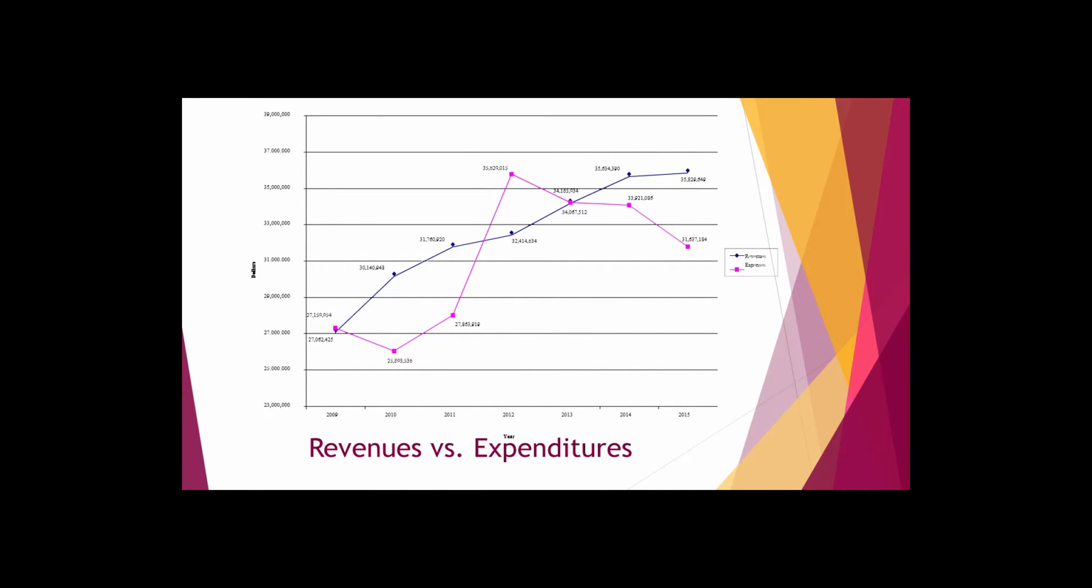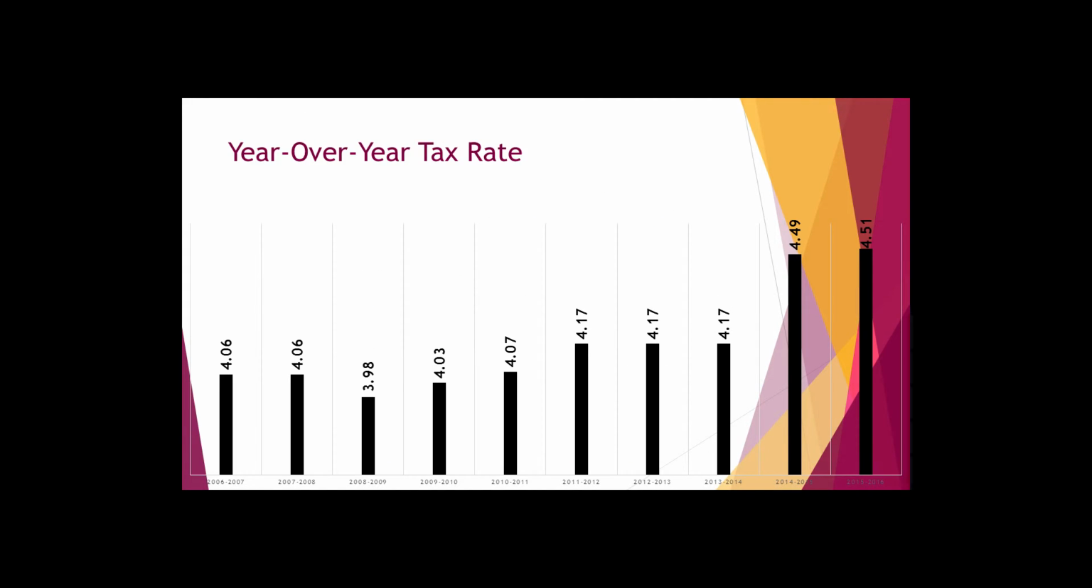These are our revenue and expenditures. This shows where we're at year over year from 2009 to 2015 in our revenues and expenditures. So you can see back in 2012 when we were having the budget issues that expenses were over revenues, and we've started to switch that curve around and level back out. This chart shows our year-over-year tax rate and where it has gone from year to year to year, and shows that we are currently at 4.51%.